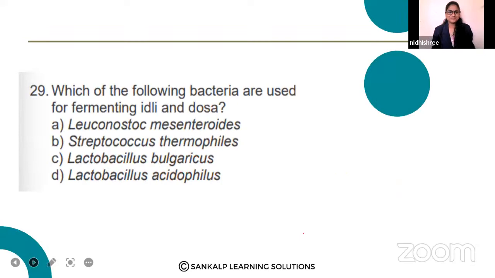Then, which of the following bacteria are used for fermenting idli and dosa? Don't go and ask your mom. These are scientific terms. Option A, Leuconostoc mesenteroides. Option B, Streptococcus thermophilus. Option C, Lactobacillus bulgaricus. Option D, Lactobacillus acidophilus.